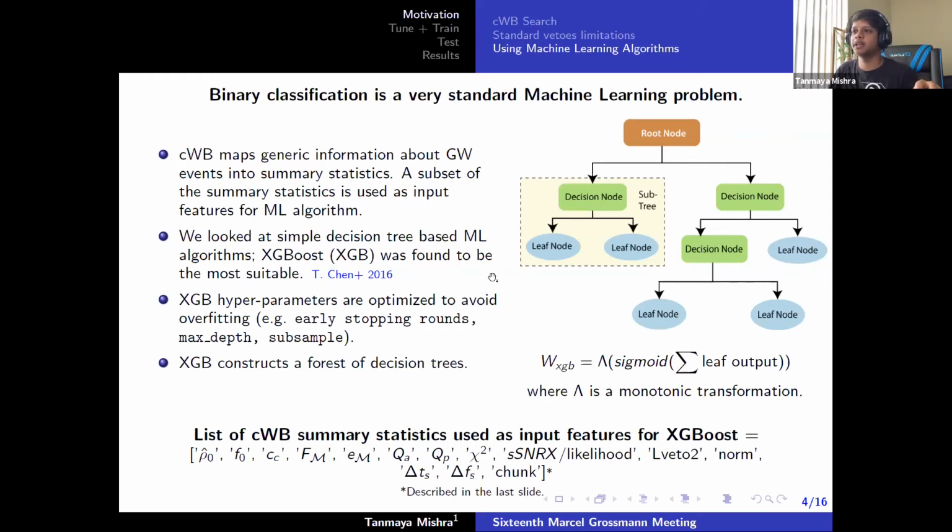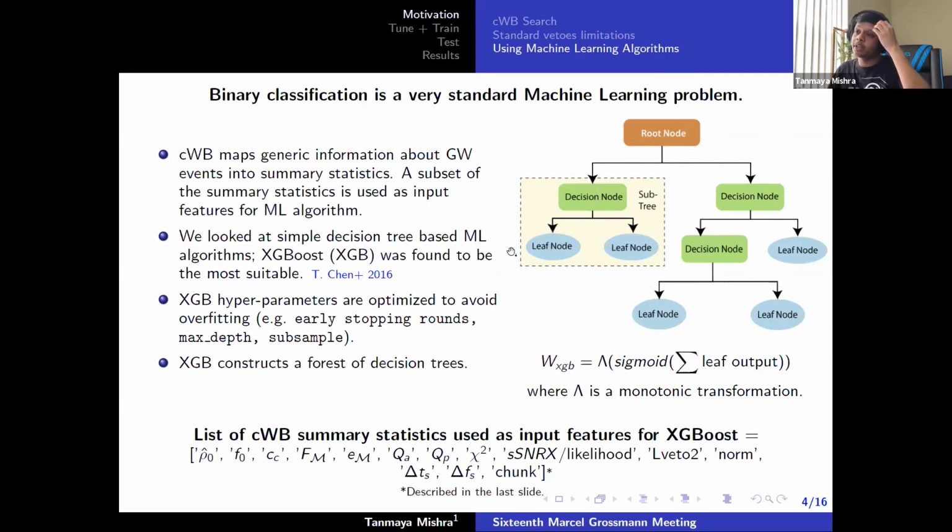Since the number of input features for the machine learning algorithm is on the order of 10, we do not look at deep learning or neural networks, which are harder to set up. We instead look at simpler decision tree based machine learning algorithms. And we found that extreme gradient boosting was the most efficient for our problem. XGBoost creates a forest of decision trees, and a decision tree is given in this illustration on the right. It has a root node which splits into decision nodes, which further split till we reach a leaf node. So we pass all these CWB events through the decision trees, and they end up in one of these leaf nodes.